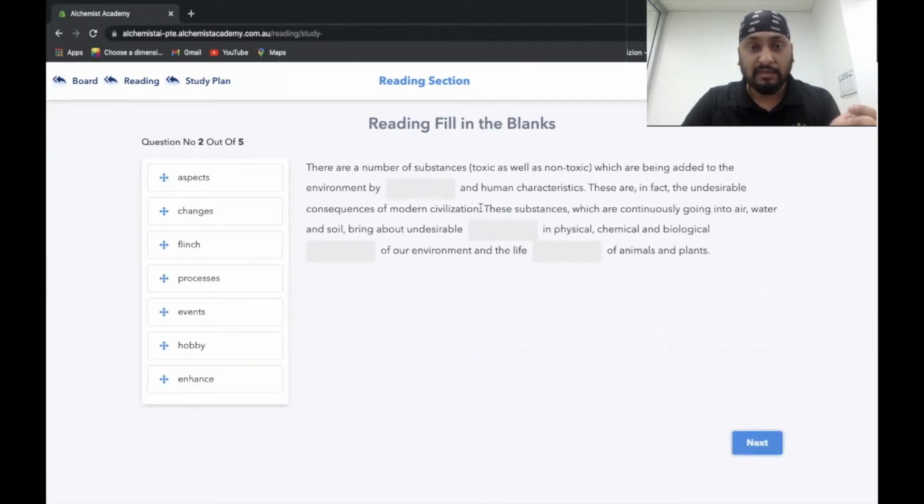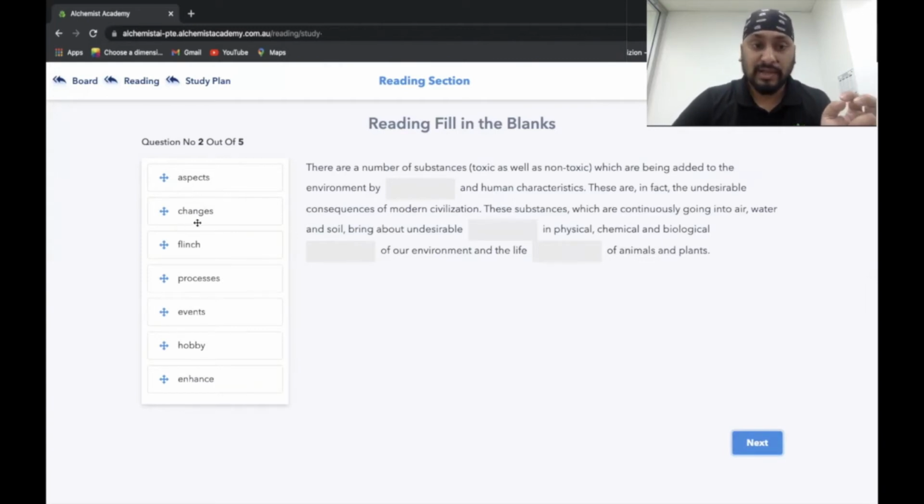Again, we will quickly skim and scan this and try to understand what it is about. It says substances, toxic materials, physical, chemical, environment. It's about some kind of substances, and it is about our environment. Let's understand what exactly about our environment. Now, if you look at this, aspects is basically a noun.